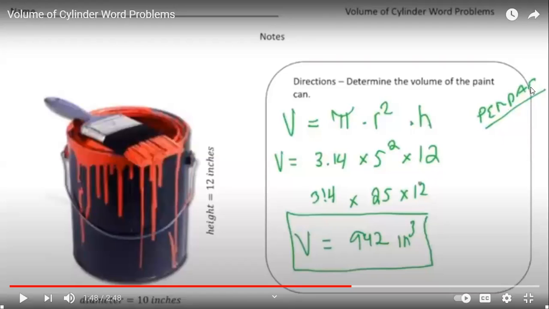Then the volume will be 3.14 times 5 to the power of 2 times 12. So we have an exponent, so we will start with the exponent first, 5 to the power of 2. Then 3.14 times 5 to the power of 2 times 12. So the answer will be 942 cubic inches. Any questions so far about this question? Understood?